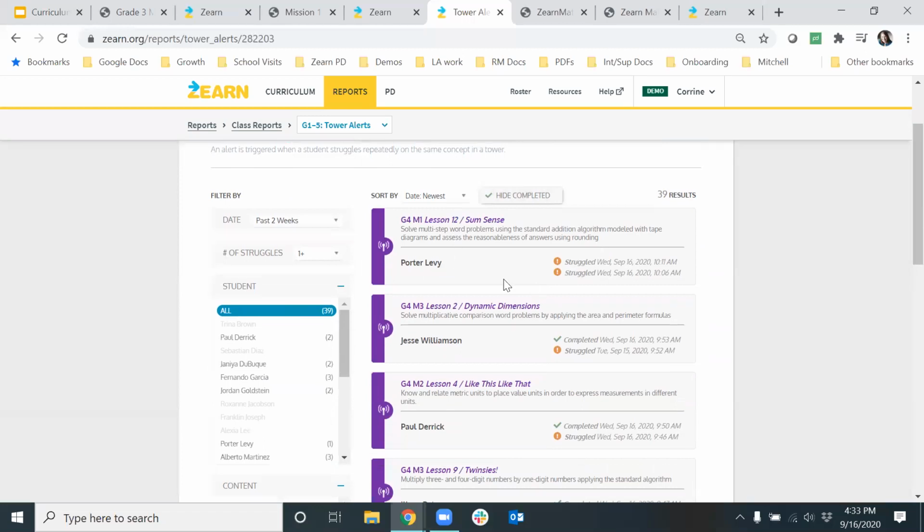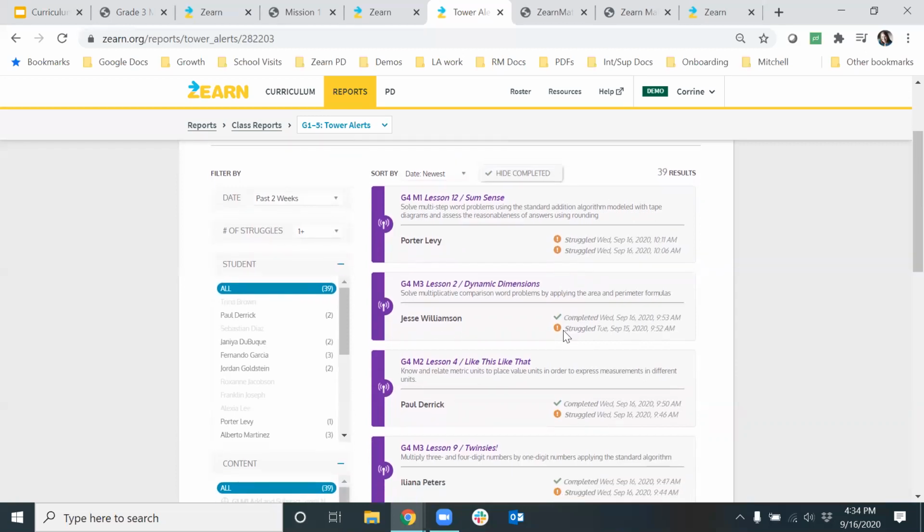And the alert looks like this. Each alert is specific to a student and a lesson, and teachers can also see information about when and how often the child struggled in that lesson and whether the student was able to complete the tower by working through the boost. So for example, you can see in this example for Porter that Porter struggled twice and has yet to complete that lesson, indicated by these 2 exclamation points here.